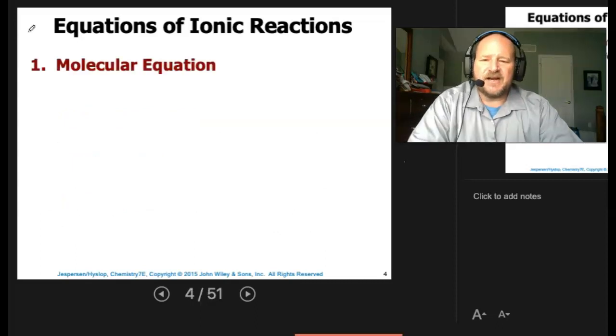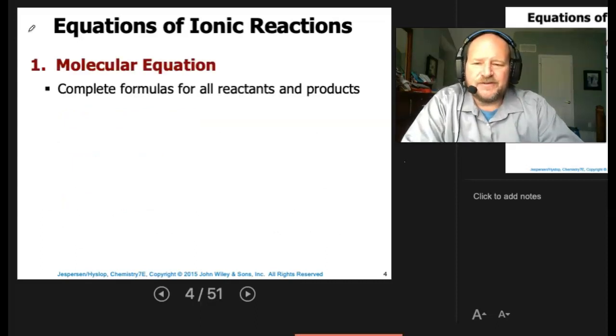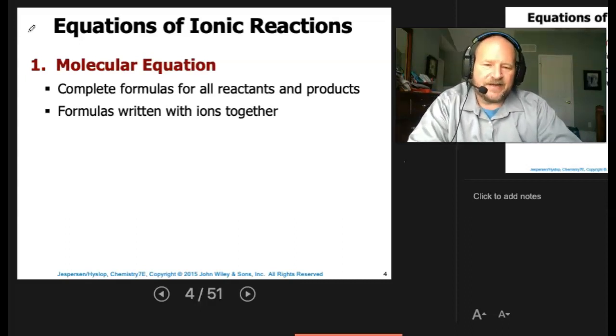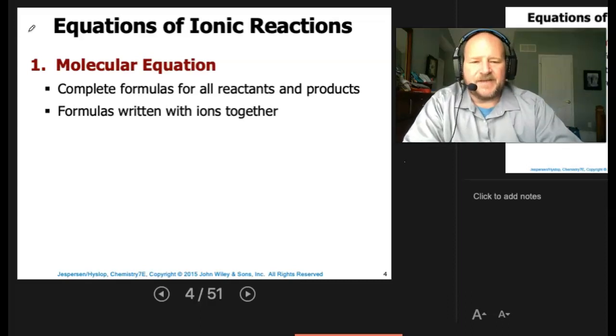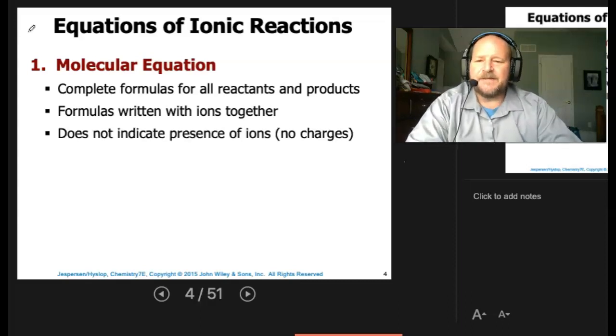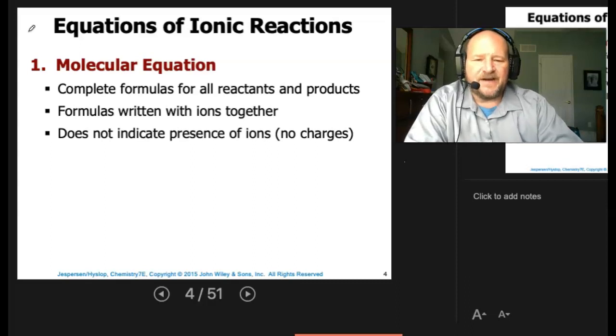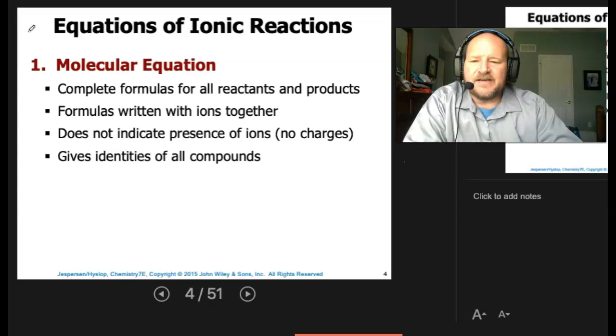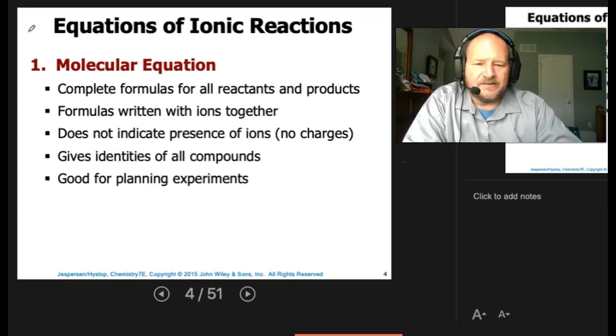So for ionic reactions, for the molecular equation, you'll have everything listed off there. The formulas will be written with the ions actually together. So it'd be the lead and the nitrate together still, the potassium and the iodide together still. It does not indicate the presence of ions. So it's not showing you that there's any ions whatsoever. And it does give identities to all the compounds. Again, these are good for planning the experiments or writing out just a basic equation.